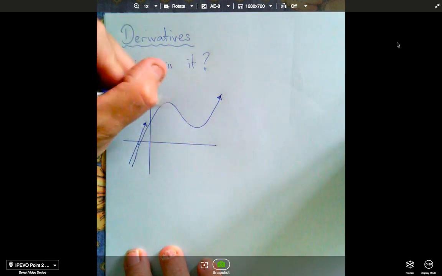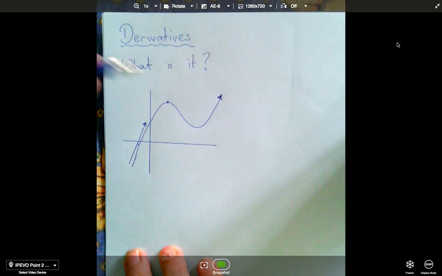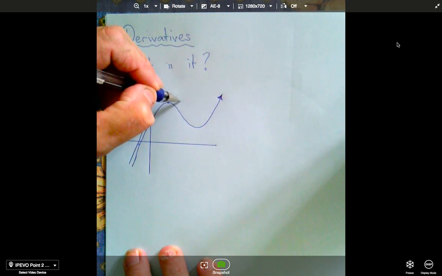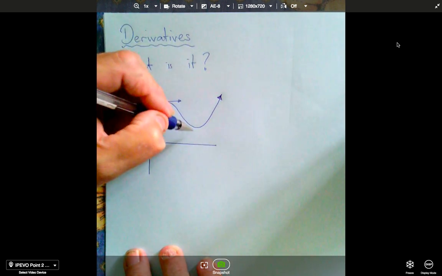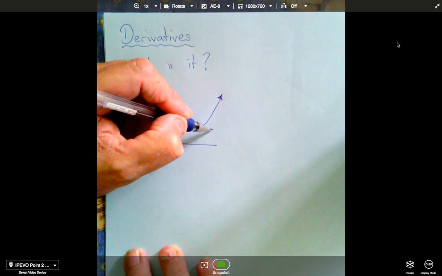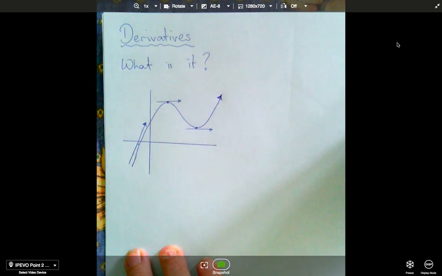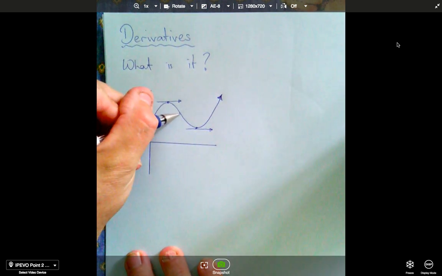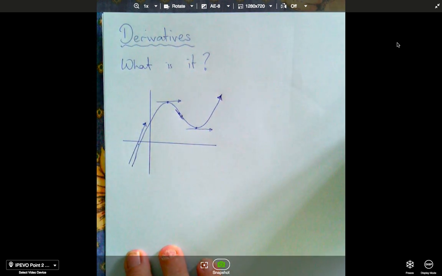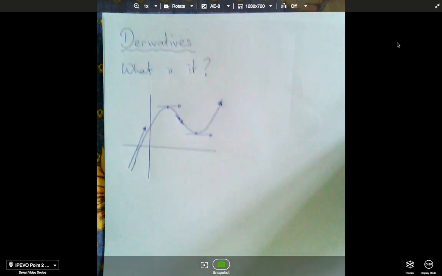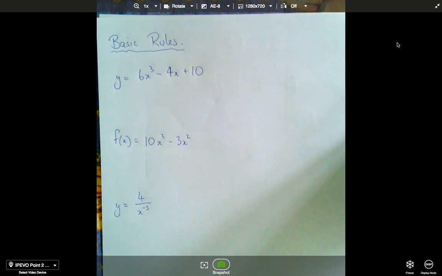So that's a positive derivative or a positive gradient. Here, the nice thing about that is the gradient of that tangent is going to be 0. The gradient of the tangent down here is going to be 0, which is going to be very, very useful later on. The gradient of the tangent here is going to be negative, and that is exactly what the derivative gives us. The derivative gives us the value of the gradient of the tangent at any point.